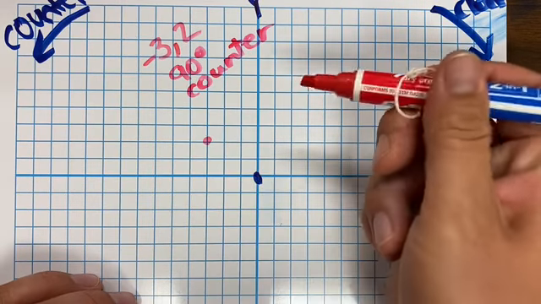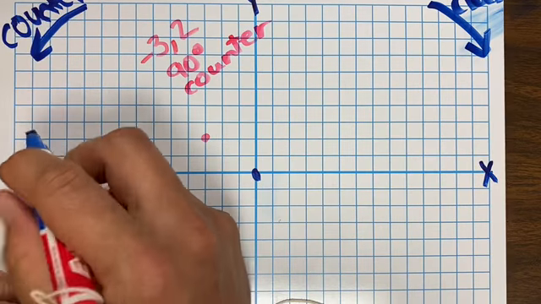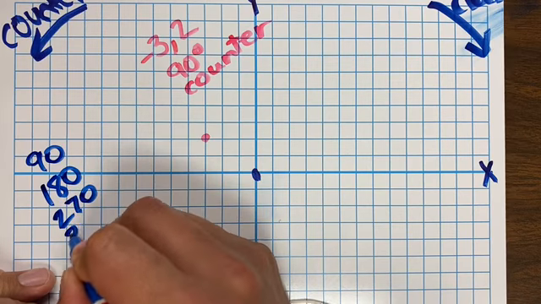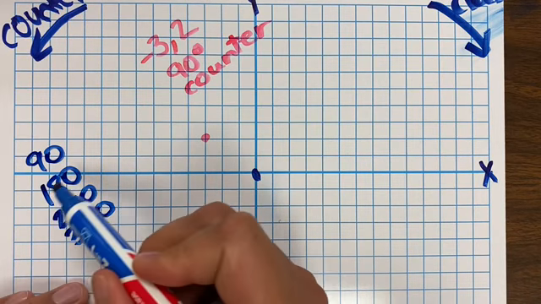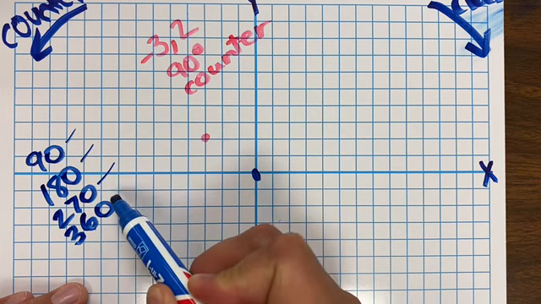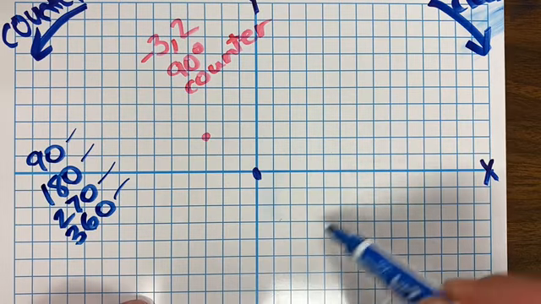90 degrees means, let me see if I can fit this on there. 90, 180, 270, 360. Just to remind you guys, that's a fourth of a circle, that's a half a circle, that's 3/4 of a circle, that's a whole circle. So if it told me to go 360 degrees, all I would do is go all the way around.